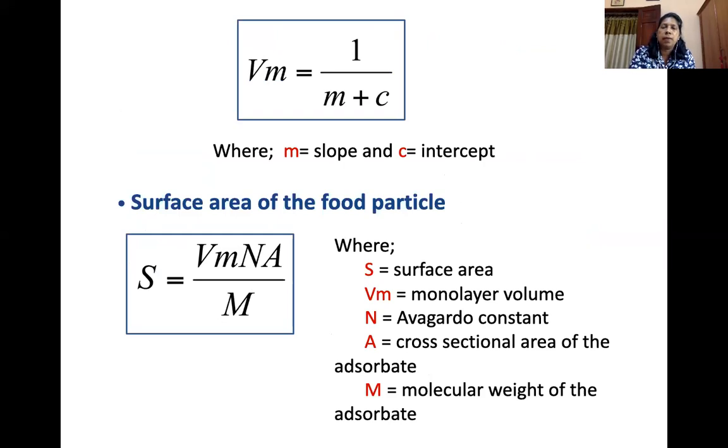So here it shows the surface area of the food particle. S is the monolayer volume, the Avogadro constant, the cross-sectional area of the adsorbate, and the molecular weight of the adsorbate. So those things depend on the surface area of the product.